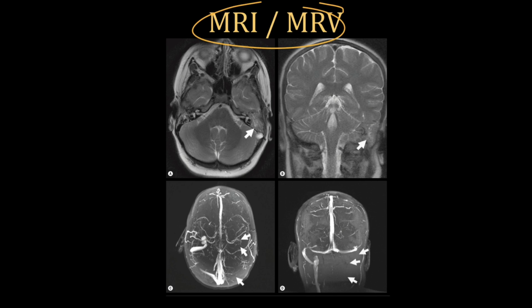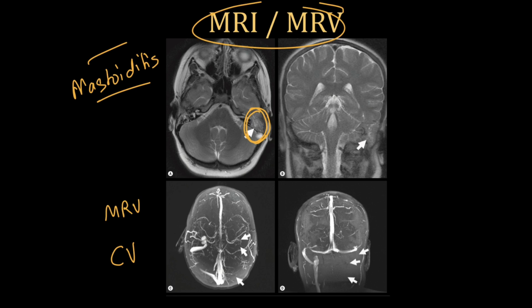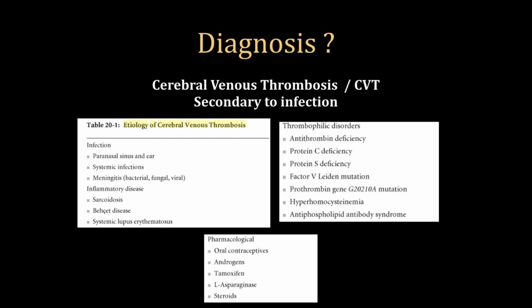When we obtained the scans, MRI and MRV, we can find that there is an enhancement at the mastoid region suggestive of mastoiditis. So there's an infective focus. And because of this infective focus, when we look at the MR venogram, you can see the absence of flow in this region. There is no flow here when compared to this side. So on the left side, there is an absence of flow in the sagittal sinuses as well as the jugular vein, suggestive of a cerebral venous thrombosis. So the diagnosis was cerebral venous thrombosis, or CVT, which is secondary to infection.